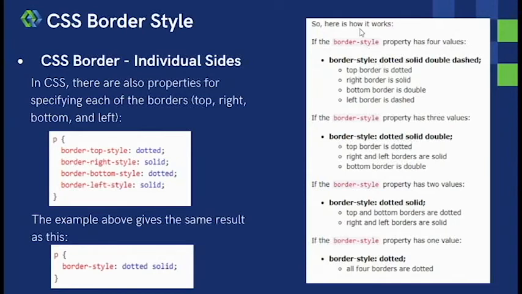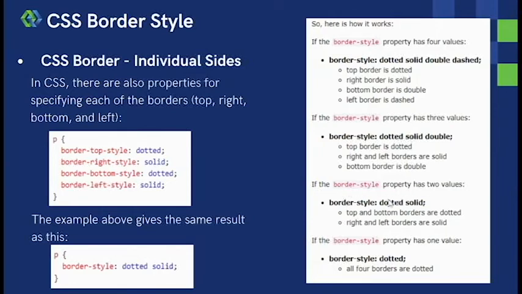So here is how it works. If the border style property has four values, for example dotted, solid, double, dash, meaning the top border is dotted, right border is solid, bottom border is double, and left border is dash. So that is the sequence: top, right, bottom, and left. If the border style property has three values, you have top, right, bottom. And if two, top, right.